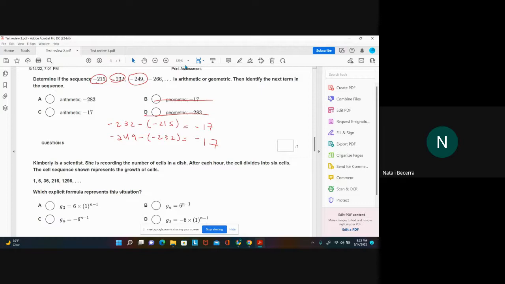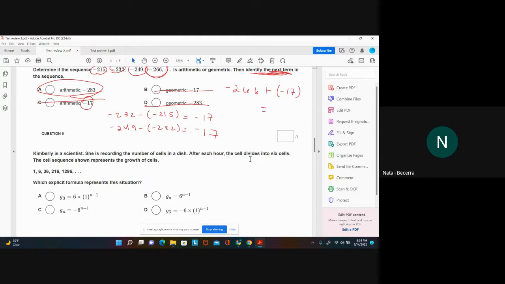Now this is similar to the other one. Don't think, oh, it's negative 17, so I'm going to pick this answer. Nope, that's not what they're asking. It says identify the next term. So it ends here at negative 266. But now that I know that I'm adding a negative 17, you're going to put that in the calculator, and that's going to give you negative 283. Okay, so that's my answer.